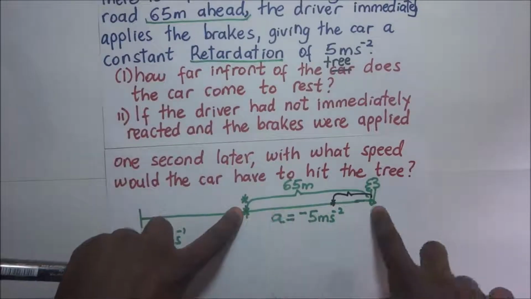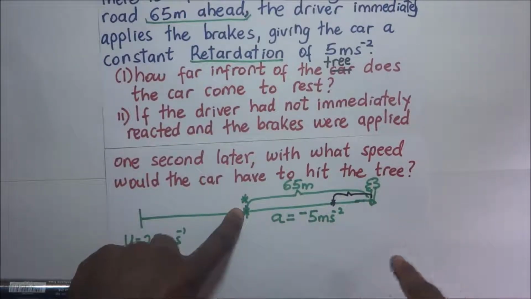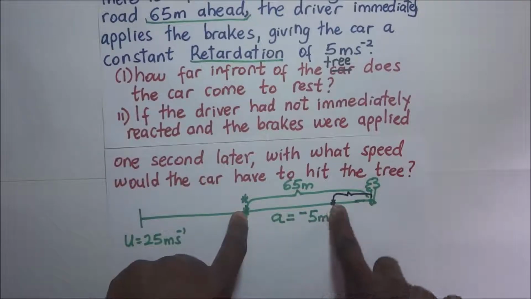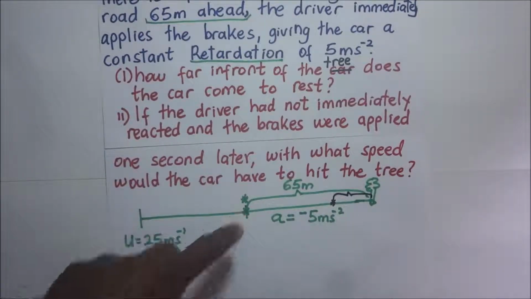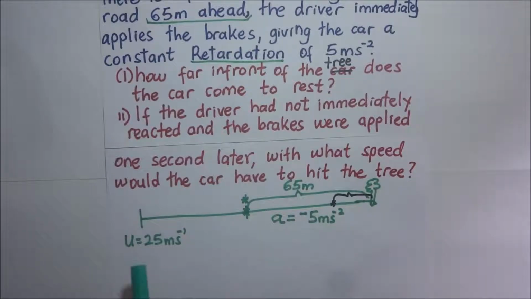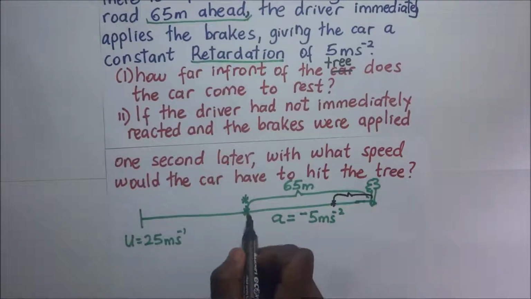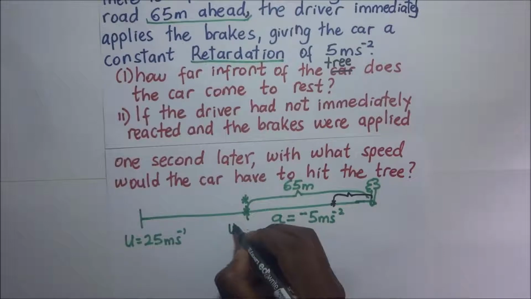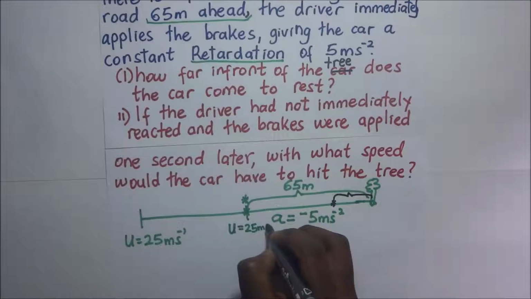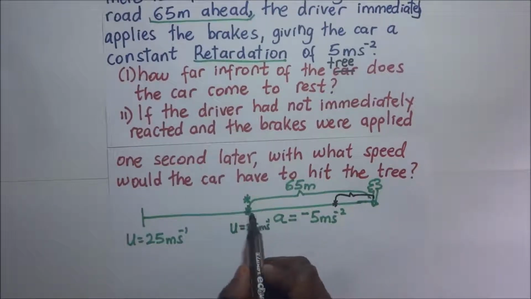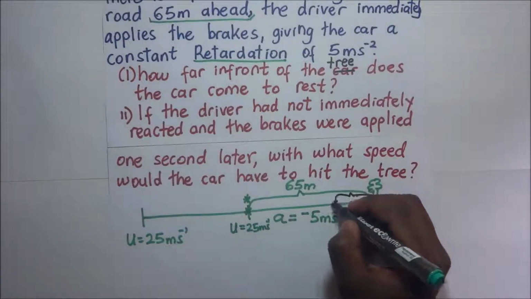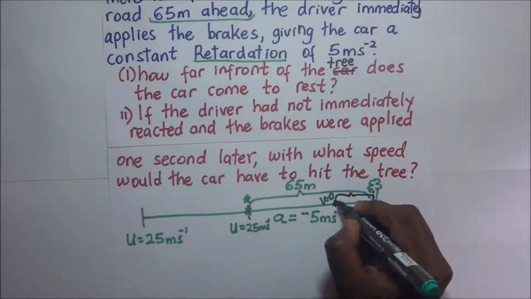We know the distance from this point to that point is 65 meters. So we need to find the distance from the point when he applies the brakes up to the point when he comes to rest. While he was moving here, he was moving at an initial speed of 25 meters per second. Since he was moving at a constant speed, even at this point his initial velocity is 25 meters per second. But when he starts applying the brakes, his velocity drops, and his final velocity at that point is 0.